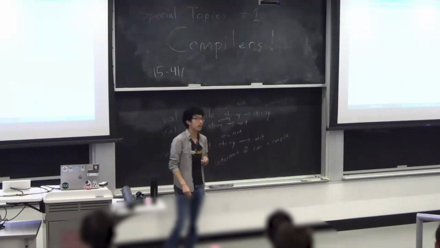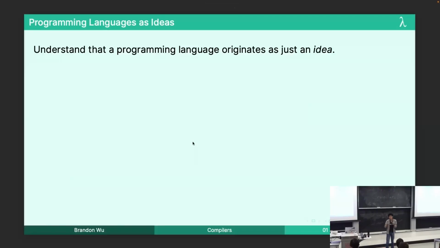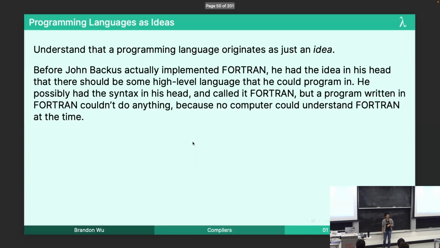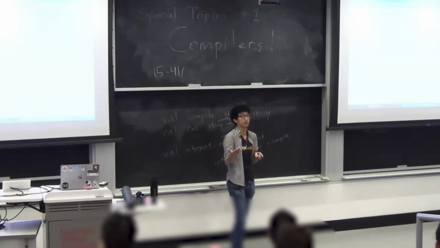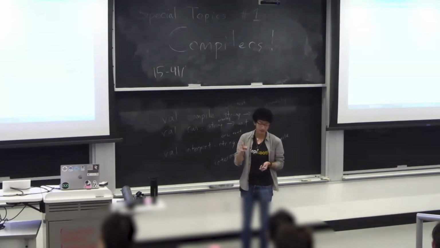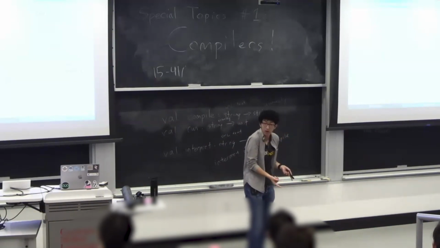But remember, a programming language is an idea. It's an idea in your head, before it ever gets real, before there's a compiler. So before John Backus was able to implement Fortran, he had this syntax in his head. He had this idea of what it should look like, but nothing could understand Fortran at the time. There was no computer that could run Fortran code.